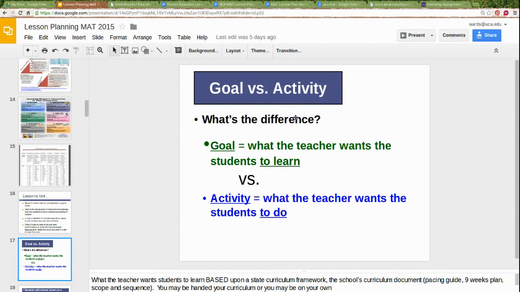The idea here is it is very tricky sometimes when you're new at lesson planning to make sure that you are actually writing a student learning goal versus writing an activity statement. So the goal is, of course, what you want the students to learn, and the activity is what you want the students to do during the lesson.